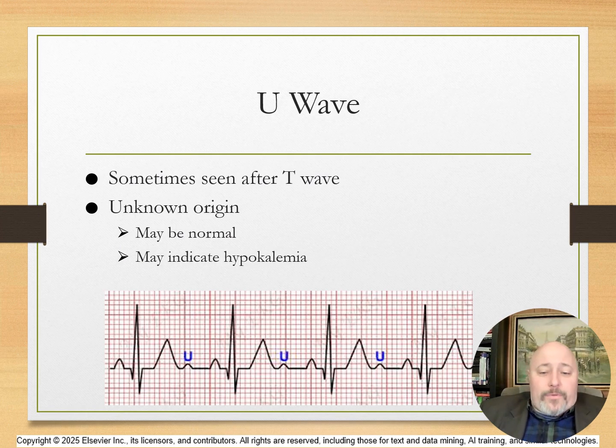The final waveform we're going to talk about is known as the U wave. This waveform follows the T wave, and it represents repolarization of a small segment of the ventricles. The U wave is usually small, rounded, and less than 2 millimeters in height. Larger U waves may be present in patients with hypokalemia, cardiomyopathies, or digoxin toxicity.